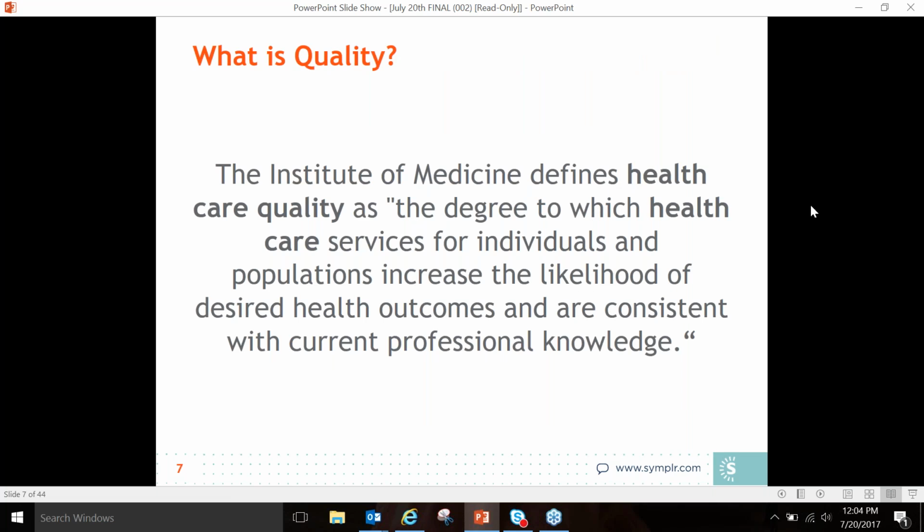What is quality? Let's just start there. We all use that term. We always discuss quality, but what is it really? The Institute of Medicine defines healthcare quality as the degree to which each healthcare service, whether it be a hospital, a hospice, a home health, anybody involved in that continuum of care, for individuals and populations, increases the likelihood of desired health outcomes and is consistent with current professional knowledge.